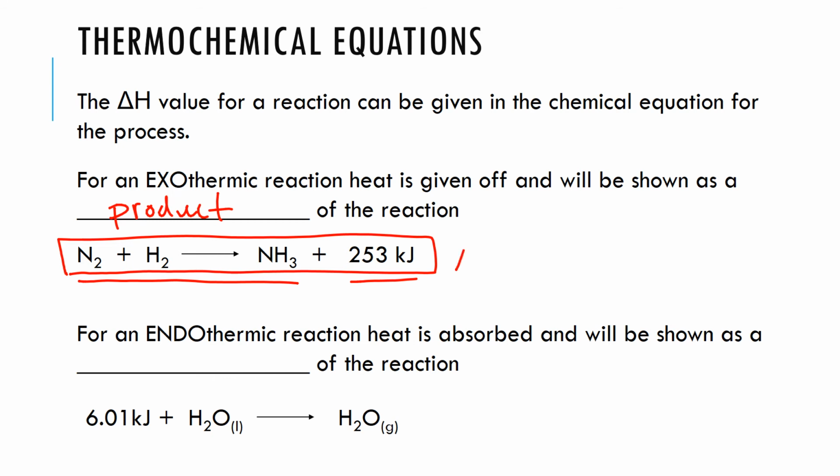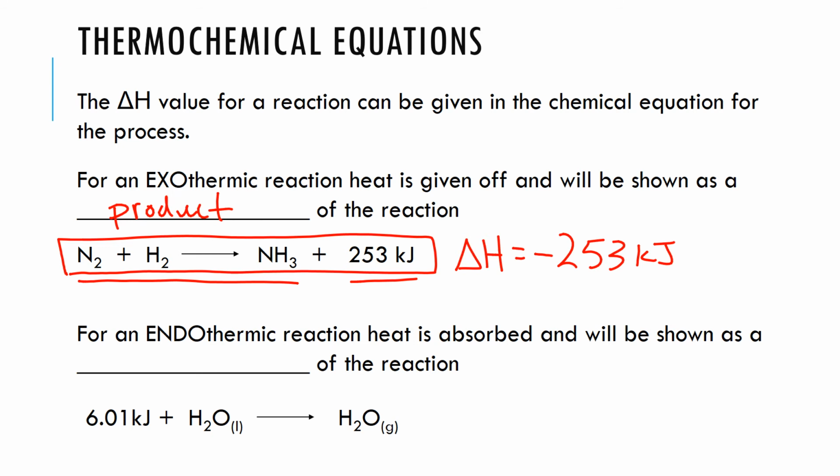Now you could also see just the regular equation with a delta H value given to you. Now since this is exothermic, the delta H value will be negative 253 kilojoules. It's negative because delta H is negative for exothermic processes.